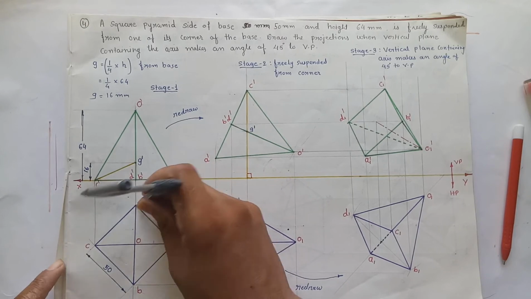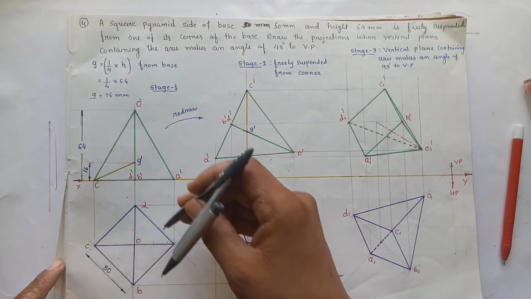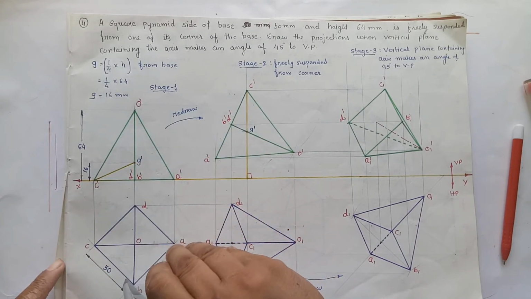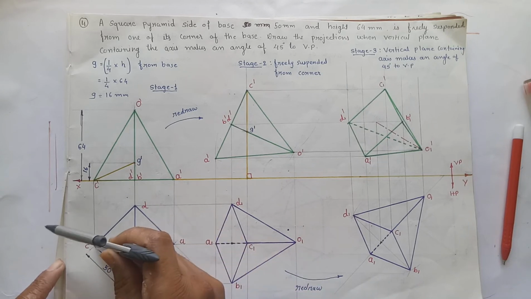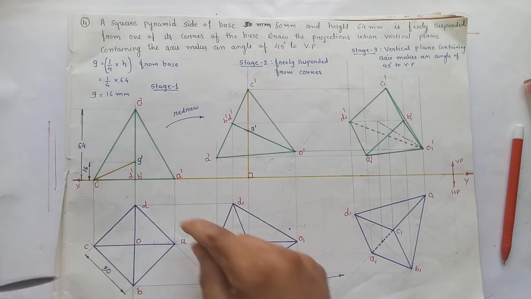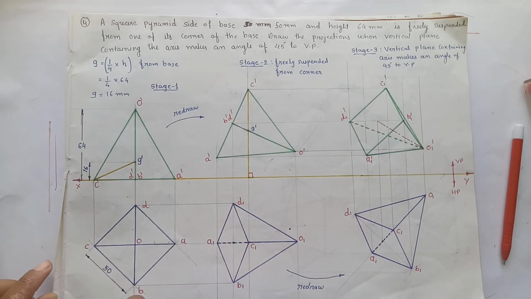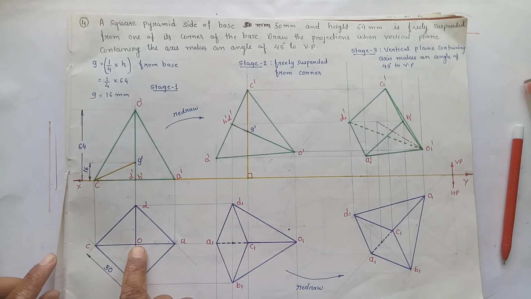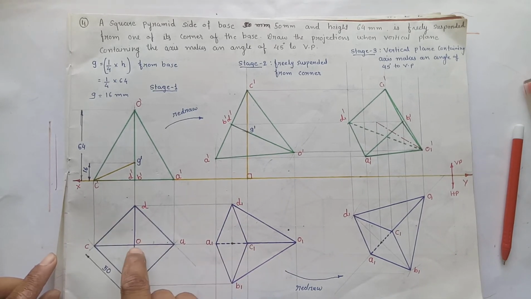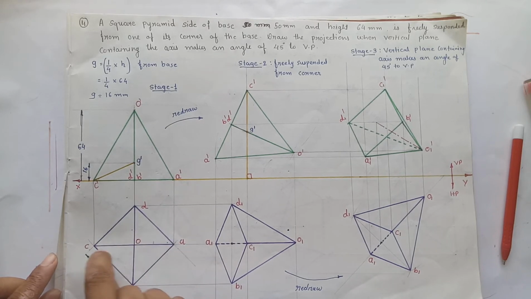After marking these points C and A, give an arc from A and C and join these corners. This is A, B, C, D. Find the center by joining the diagonals and join the center to the corners. It will give us the plan of the slant edges OA, OB, OC and OD.